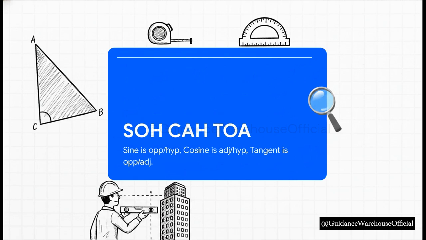For any acute angle in a right triangle, sine is the ratio of the opposite side divided by the hypotenuse. Cosine is the adjacent side divided by the hypotenuse. And tangent is the opposite side divided by the adjacent side. Just remember, the hypotenuse is always the longest side directly across from the right angle.